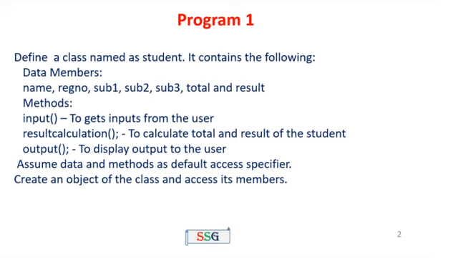Here assume data and methods have the default access specifier. That means all the data and the methods are declared with the default access specifier. Create an object of the class and access its members. This is the first program. So before going to write the program, we should analyze the program.